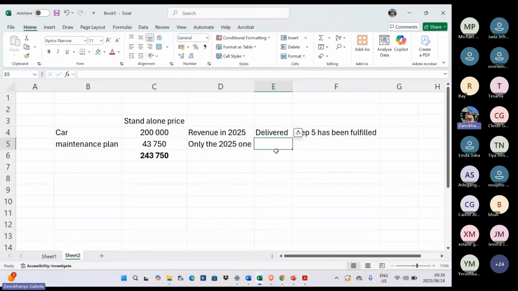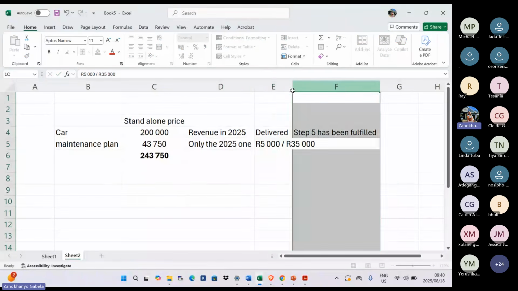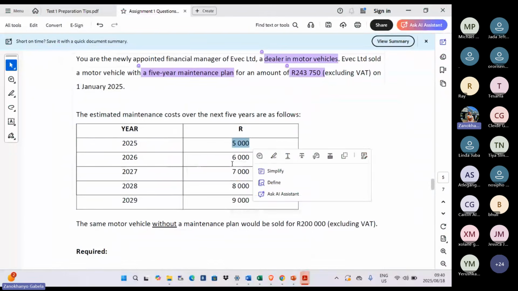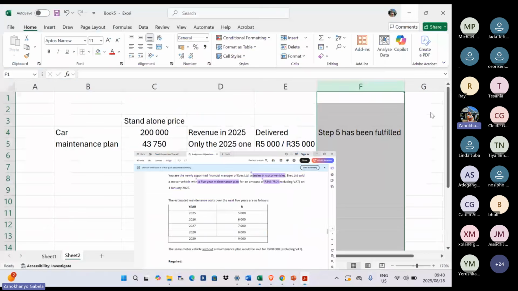We do this by saying 5,000, which is the estimated cost in the current year, divided by 35,000, 35,000 being the total costs of all of these things. If you add the 5K, the 6K, the 7K, the 8K, and the 9K, you should get 35,000, which is the cost. Perfect.